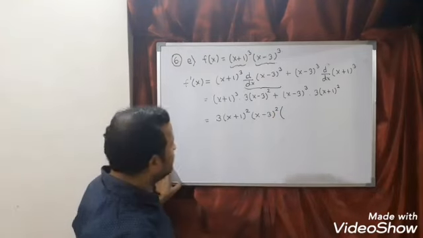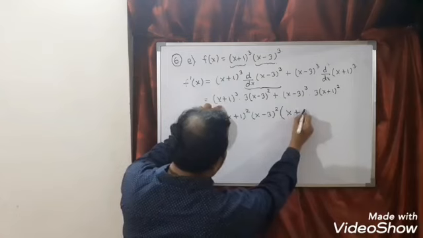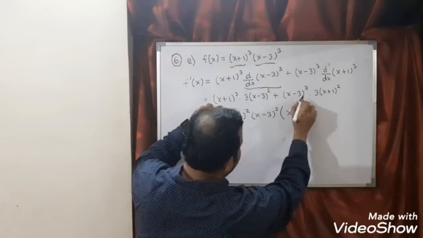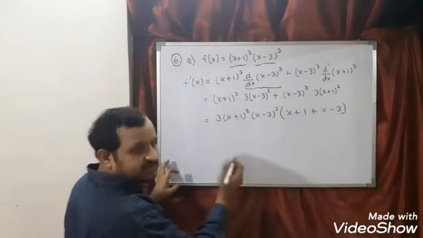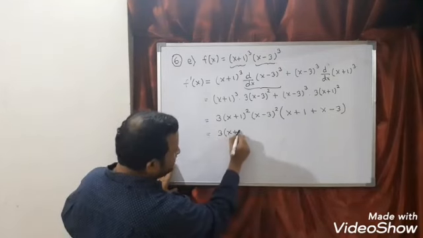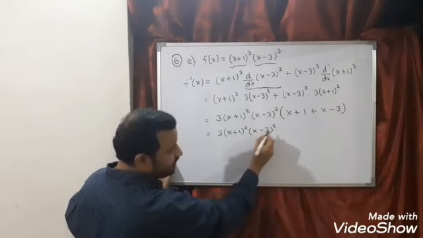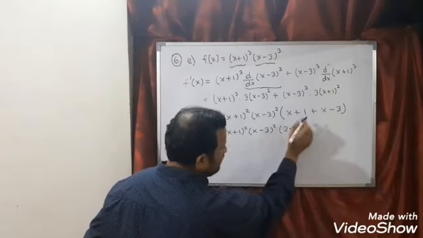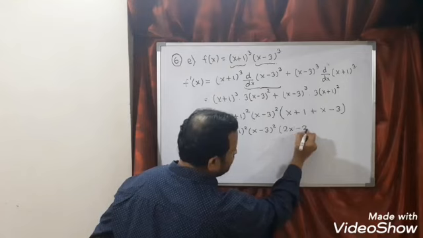So when you take common, what you will get? You will get here x plus 1, and from here you will get x minus 3. Now solve this. So this is nothing but 3 into (x plus 1) whole square, (x minus 3) whole square, (x plus x, it is 2x, 1 minus 3). 1 minus 3 is nothing but minus 2.